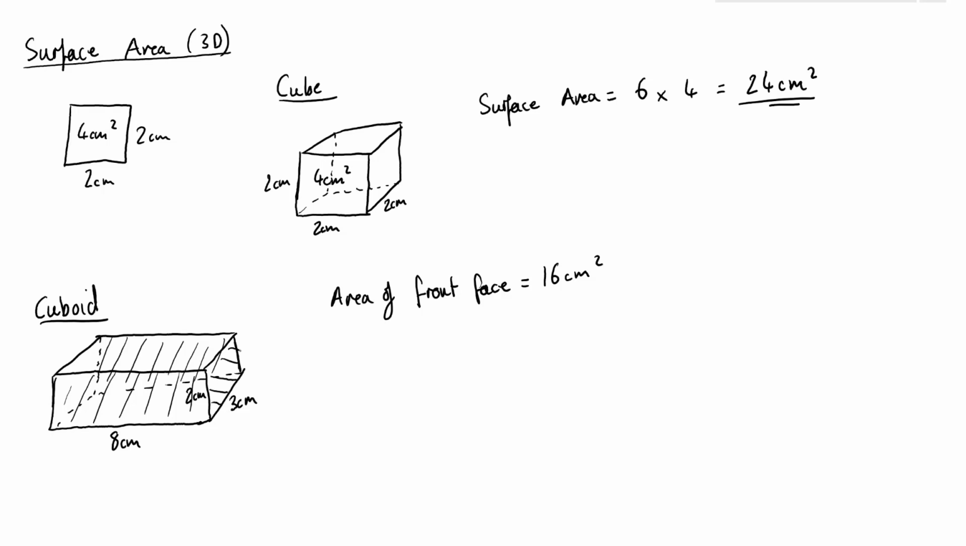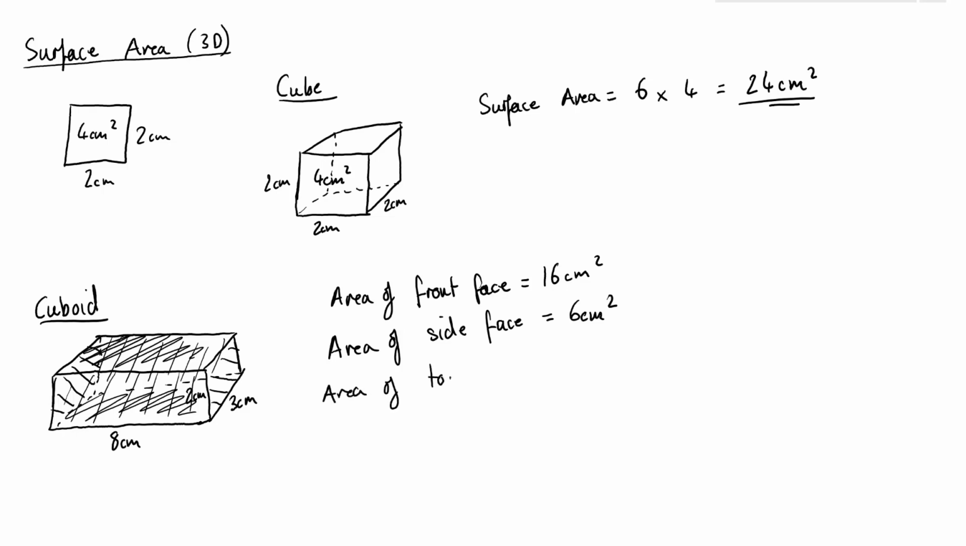Then we can work out the area of the side face. This side here is the same area as that side over there. Notice I'm only doing one face for each, and I'm going to double them at the end. It's a 2 by 3 centimeter side, so that's going to be 6 centimeters squared. And then lastly, I have to do the top and the bottom, because those are going to have the same area as well. The top is going to be 8 centimeters across by 3 centimeters going into the page. So the area of the top face is 8 by 3, so that's going to give me 24 centimeters squared.